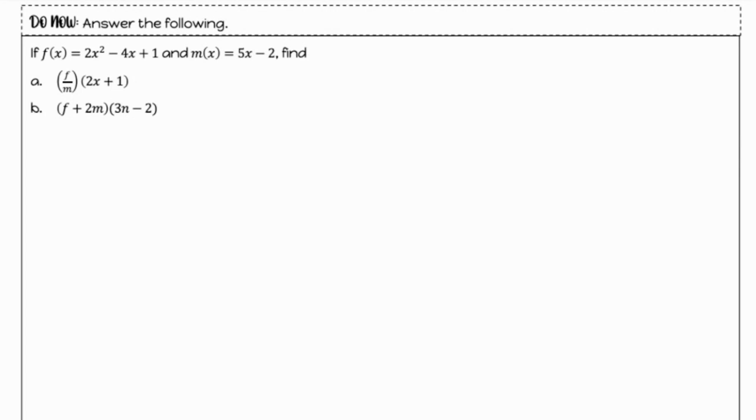Hey everyone, so let's take a look at our do now for today. Today we have been given two functions, our f of x function and our m of x function. We are asked to find part A, which is a quotient, and part B, which is a sum. So I am going to make you guys pause this video and I will get back to you with my answers.